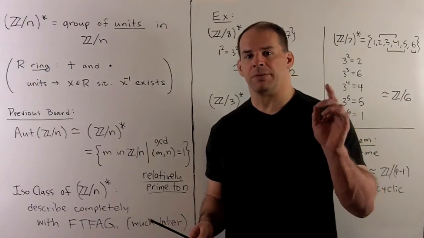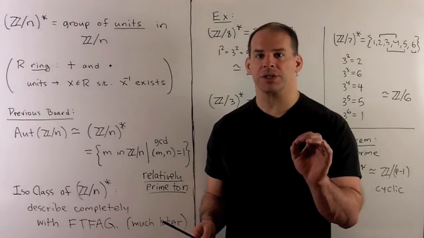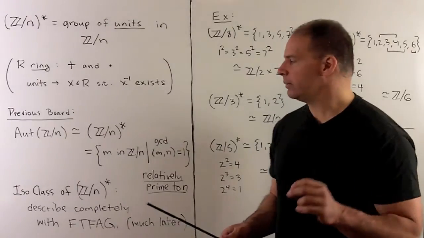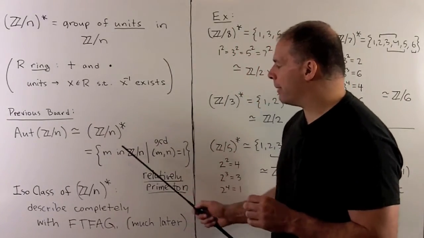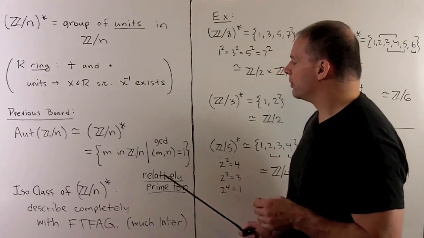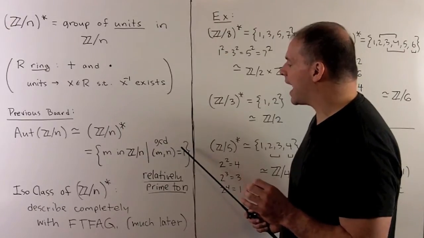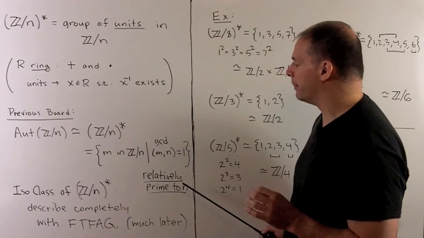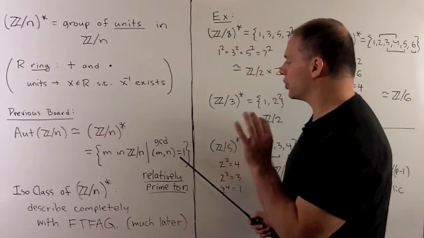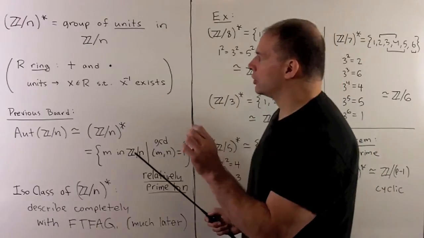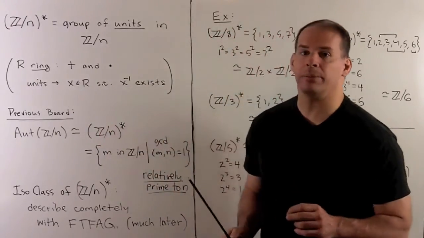Now, we shift the focus from Aut Zn to the integers that give us the bijections. So we have a definition. We'll call Z mod n star the set of all m in Z mod n such that the greatest common divisor of m and n is equal to 1. Okay? Another way to say that is that m and n are relatively prime. Now, we've just seen that this is a group. Terminology, I'll call Z mod n star the group of units in Z mod n.